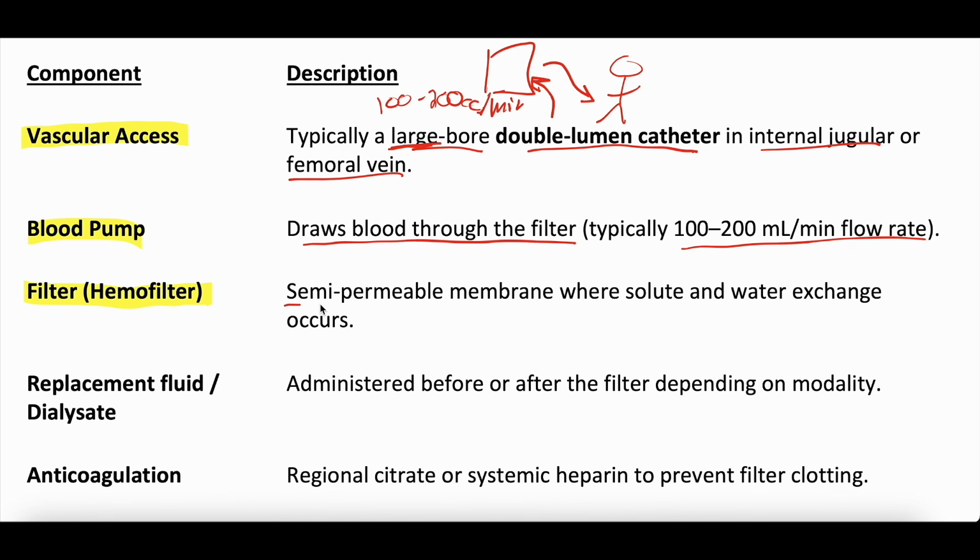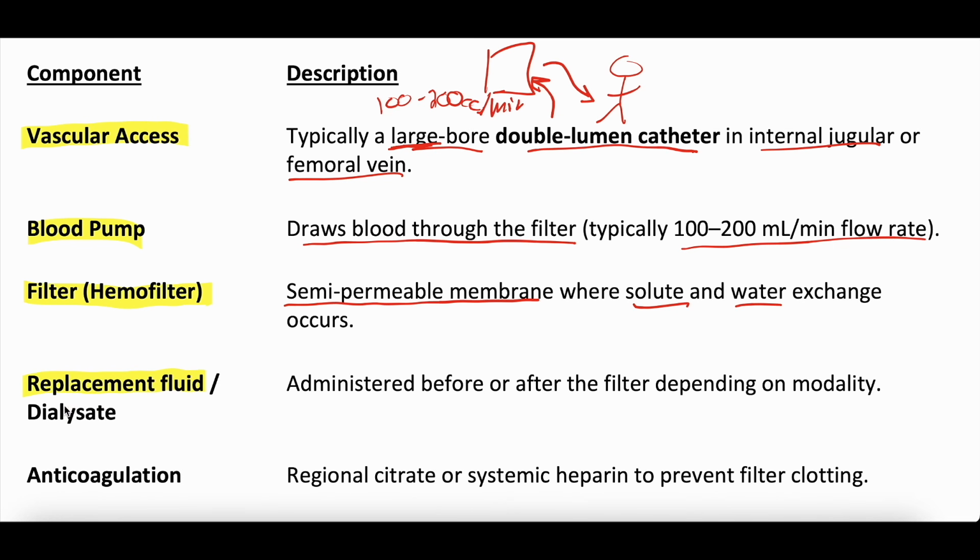This is that semi-permeable membrane where solute and water exchange occurs. So this is the membrane that the blood passes by and through that helps purify the blood, right? It helps remove solute from the blood. It helps remove water from the blood. This filter, this semi-permeable membrane, is critical for the function of dialysis.